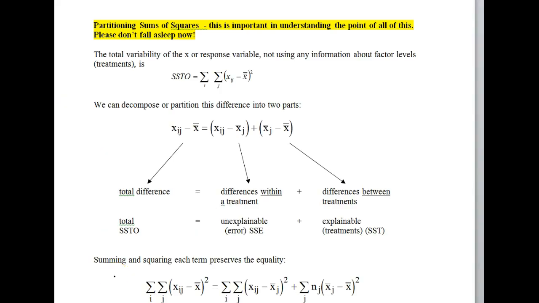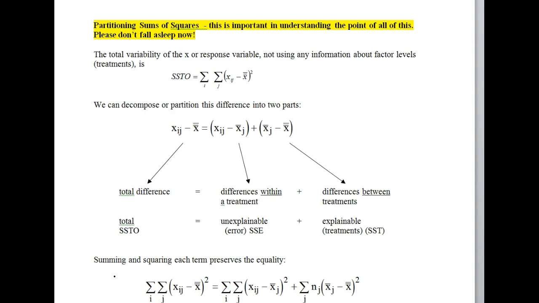Partitioning sums of squares. This is important in understanding the point of all this. Don't fall asleep now. The total variation of the x or response variable, not using any information about factor levels or treatments, is SSTO equal to the double summation, so the sum over all i, the sum over all j, of all of the x sub ij minus the mean of the whole thing. This is what this x double bar is, and then the whole thing squared.